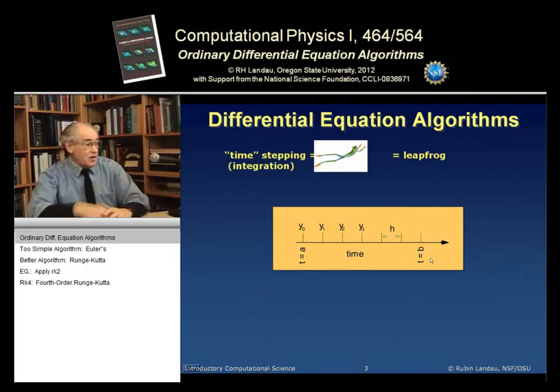We have some starting time. We need to know what the solution is 1,000 years from now. Well, that's hard to do. What we'll try to do is solve it in steps. Small steps that take us from the initial time 0 or A to the final time or B. So this is called time stepping, and it's just an integration technique, step-by-step integration, and it's also called the leapfrog technique.